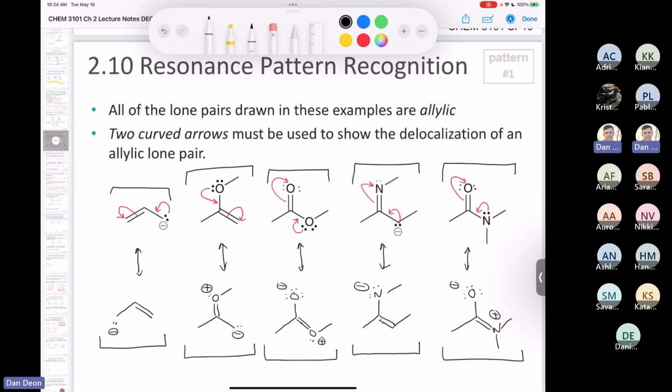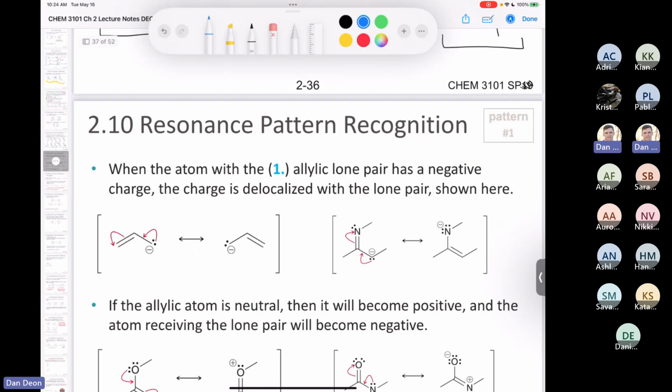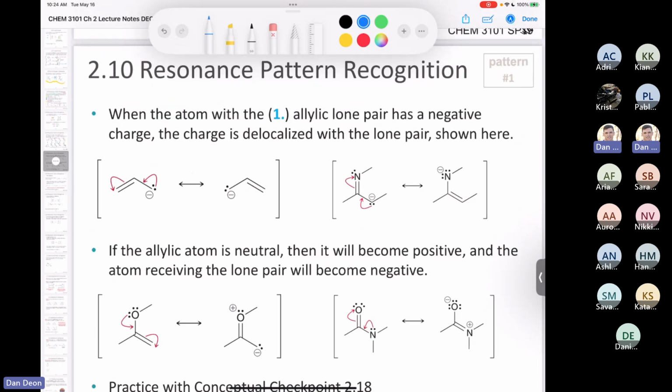So on the third one, yes, you could draw another resonance structure. For the one in the middle, you could draw this as a resonance structure. So you would have this. There's nothing wrong with this as a resonance structure. It's just that right now we're just doing the pattern of the allylic lone pair. But yes, that would also be an acceptable resonance structure. All right, so let's move on and talk a little bit more about this allylic lone pair concept.